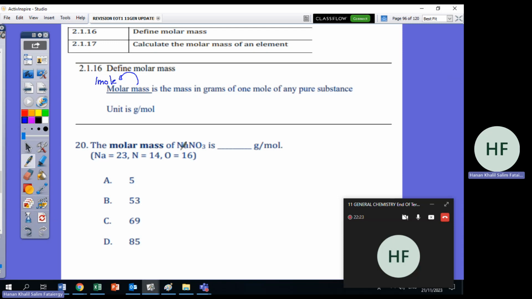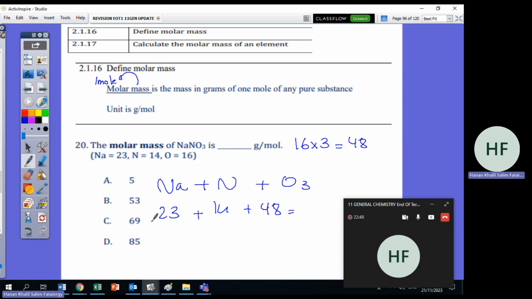Notice that here I have NaNO3. Na1 N1 O3. Okay, I need to find the mass of Na and add it to the mass of N and add it to the mass of O3. Now Na is 23 plus N is 14 plus oxygen is 16, but I have 3 oxygens. So I will say 16 times 3, this is 48. So I will add all these 3 together and then I will get the answer. So the answer I think will be 85.